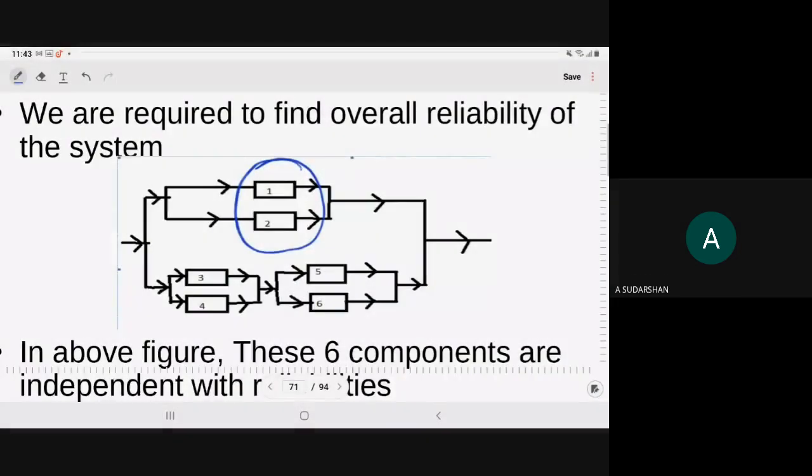Each is in parallel, and here, in series. Component 1 and component 2 are arranged in parallel. Component 3 and 4 are arranged in parallel. Component 5 and 6 are arranged in parallel. Let it be subsystem 1, subsystem 2, subsystem 3.